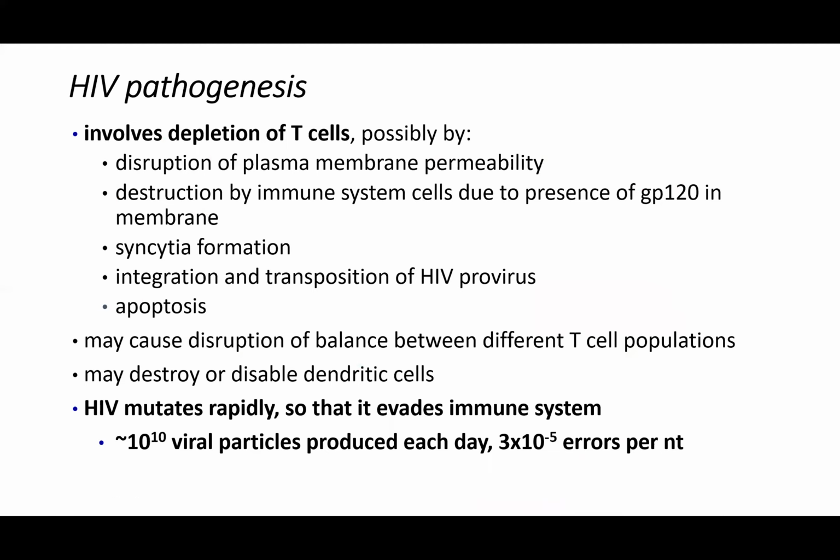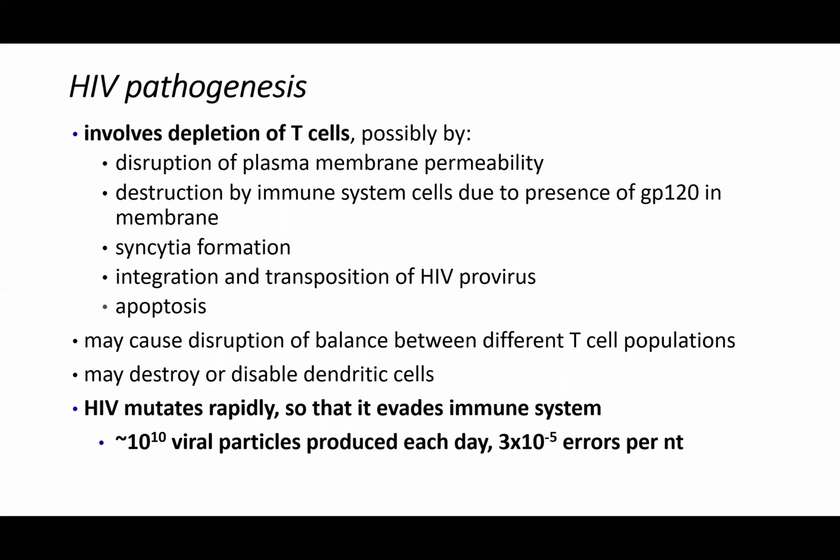And so HIV, as a pathogen, involves depletion of T cells by disrupting the plasma membrane and the permeability of those T cells. It causes the destruction of immune cells due to the presence of GP120 in the membrane.